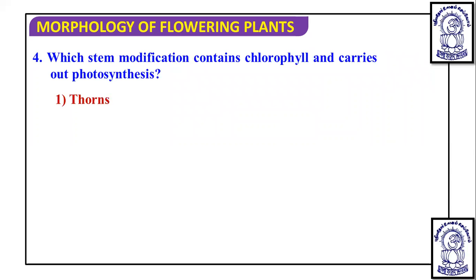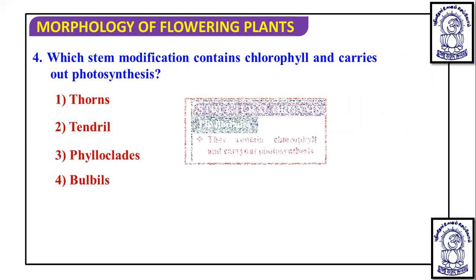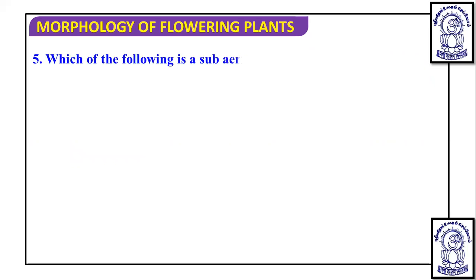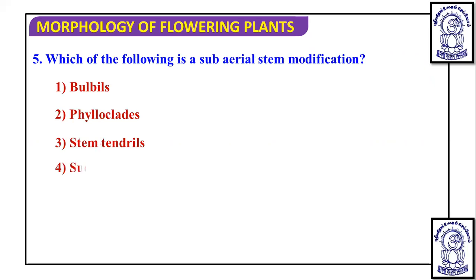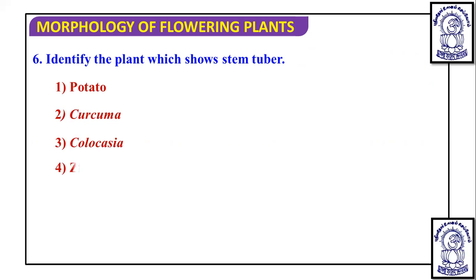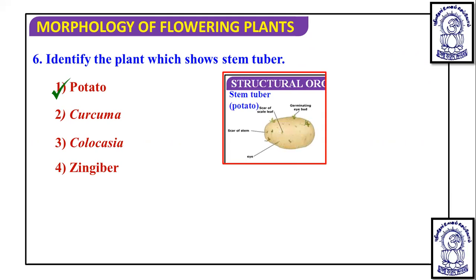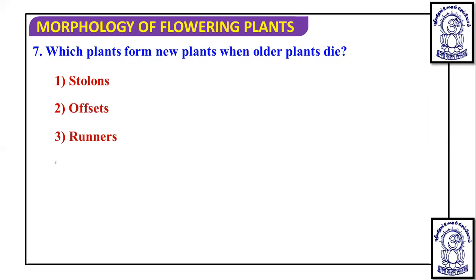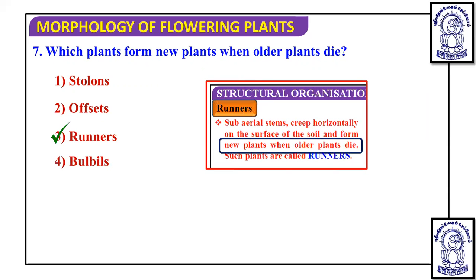Which stem modification contains chlorophyll and carries out photosynthesis? Dear students, we know that phylloclade contains chlorophyll and performs photosynthesis. Which of the following is a subaerial stem modification? Bulbil, phylloclade, and stem tendril are aerial stem modifications. Sucker is a subaerial stem modification. Identify the plant which shows a stem tuber. We have studied that it is an underground stem modification and it is found in potato. Which plants form a new plant when older parts die? This occurs in the case of runner. The new running or growing part will develop and the older will die.